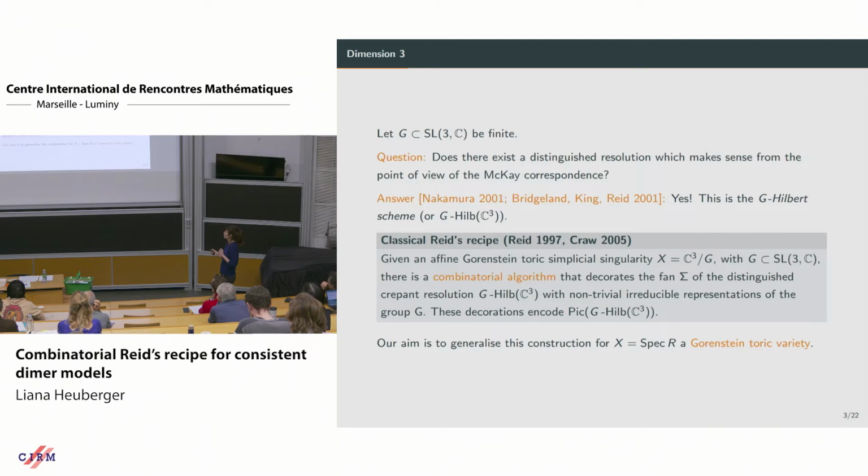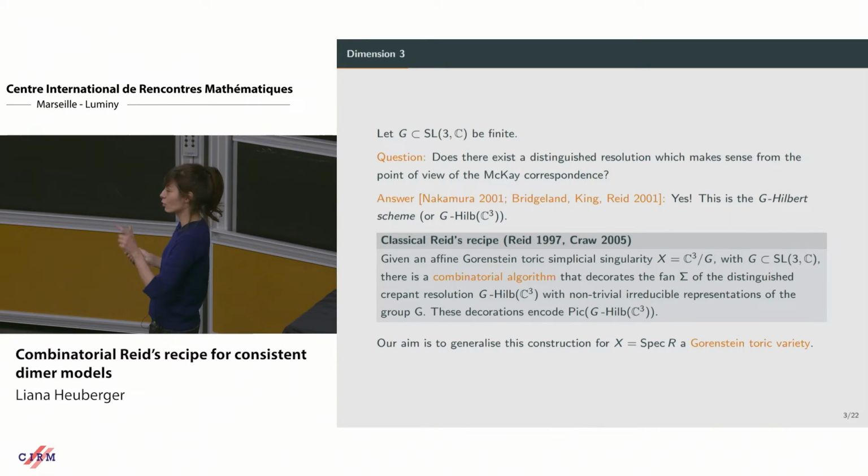So you want to desingularize C3 mod G, and this theorem, which was done in certain cases by Reid, but then proved by Craw in his thesis in 2005, is that there exists a combinatorial algorithm that decorates, well, okay, I should have said, X like this, if G is abelian, is going to be a toric variety. So it's going to have a fan. So this algorithm decorates the compact exceptional locus of the fan by certain representations of the group. And we will see that on the next slide in actual examples.